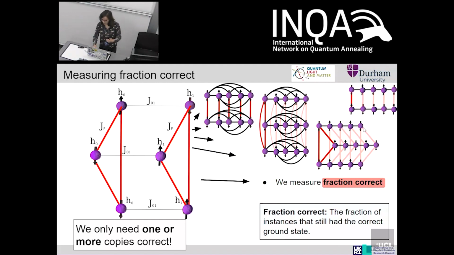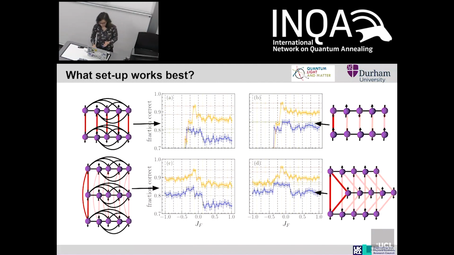And what we wanted to find is what is the optimal strength of links between copies that we needed in order to maximize the fraction correct. And what we find is this. So here we have our different examples again, 2 copies and 3 copies, and what we've measured is fraction correct versus the strength of the couplings between the copies.